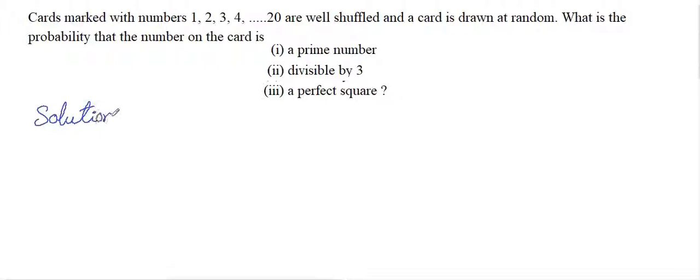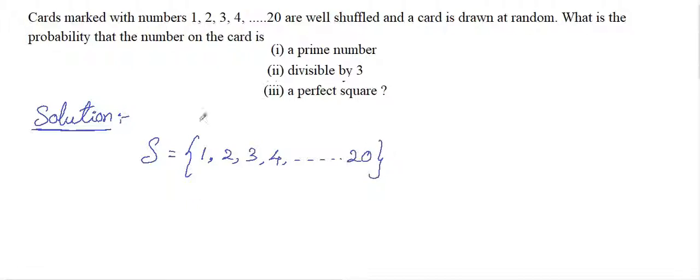Let's solve the question which I have written on the whiteboard. The cards marked with the numbers 1, 2, 3, 4 to 20 are well shuffled and a card is drawn randomly. So here we need to find the probability of a prime number, the probability of getting a number divisible by 3, and the probability of getting a perfect square.